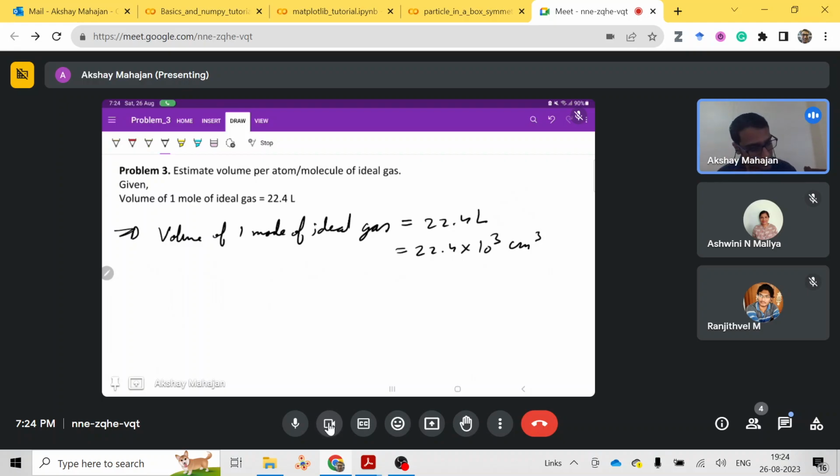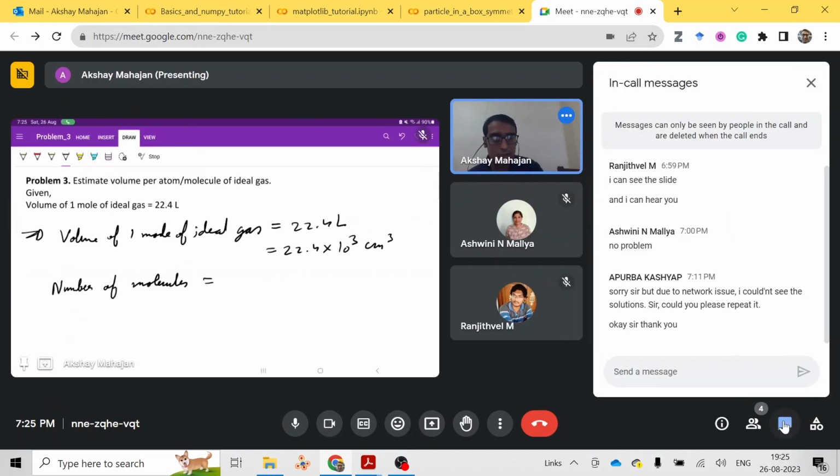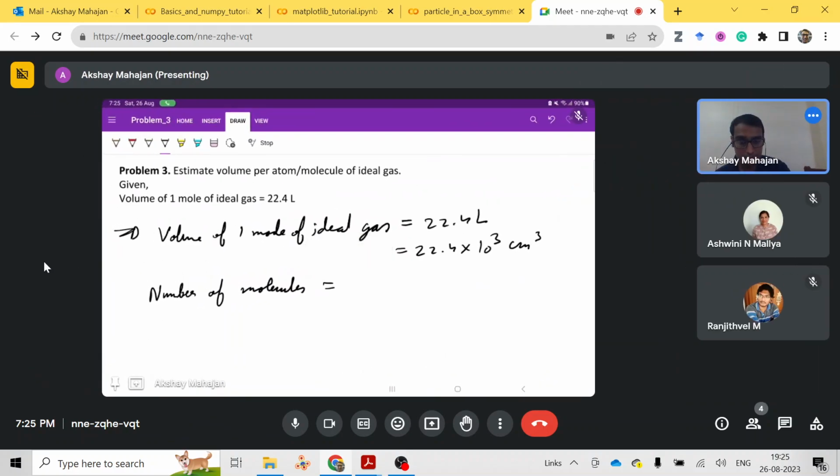So the number of molecules. In this volume, which is the volume for 1 mole of ideal gas, we know that the number of molecules is the Avogadro number, which is 6.023 into 10 to the power 23.